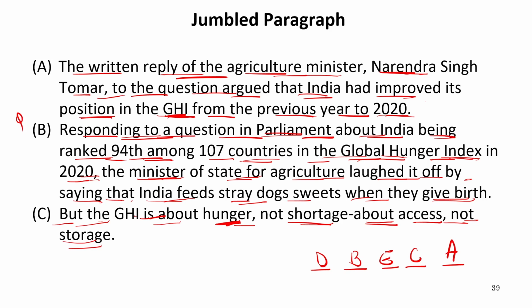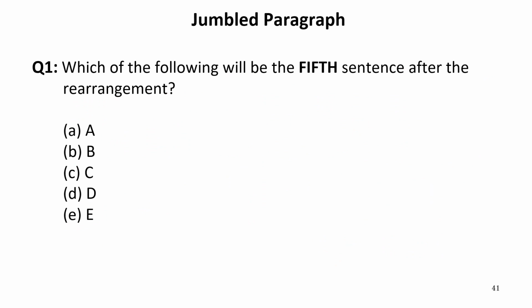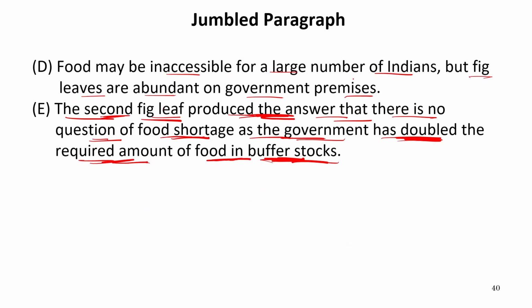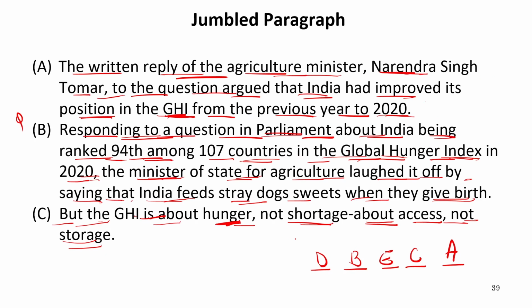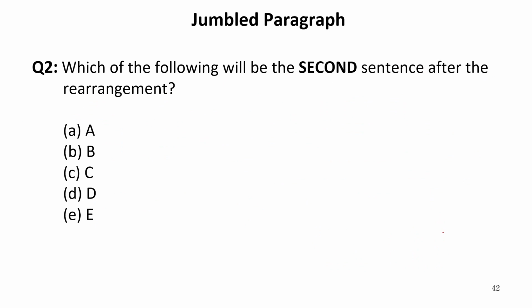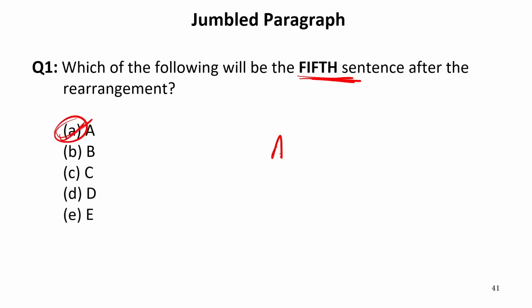Now let us see the questions that have been asked. Which of the following will be the fifth sentence after rearrangement? Now let us see in the arrangement. This is first, second, third, fourth, fifth, and the fifth sentence is of course A. Now let us see the options. The fifth sentence is A, so it is given in option E, so our answer is A.